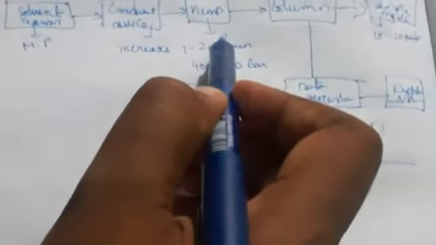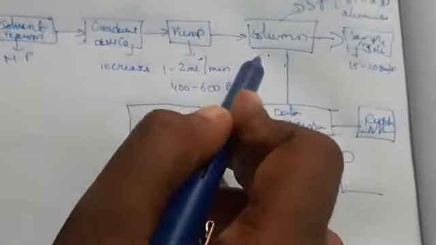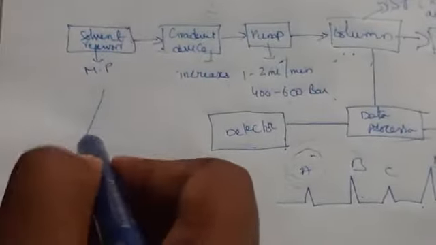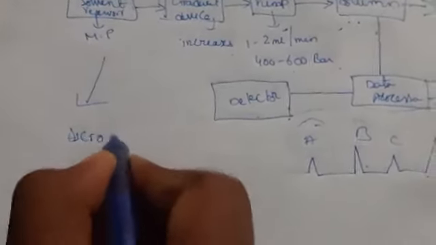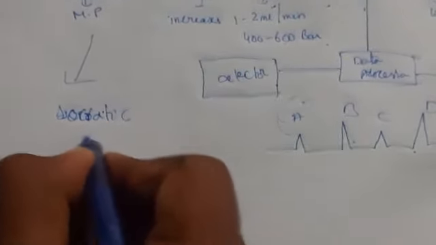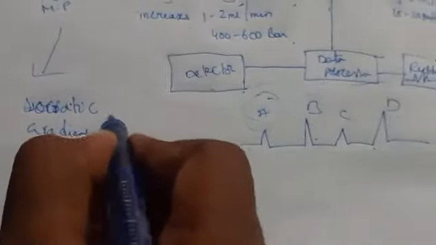Next, we are introducing the sample to the column. Then after that, it contains a detector and recording system. In this we have isocratic and gradient solvents. Isocratic is nothing but the same solution. At whatever temperature you increase, the same solution is going to pass.